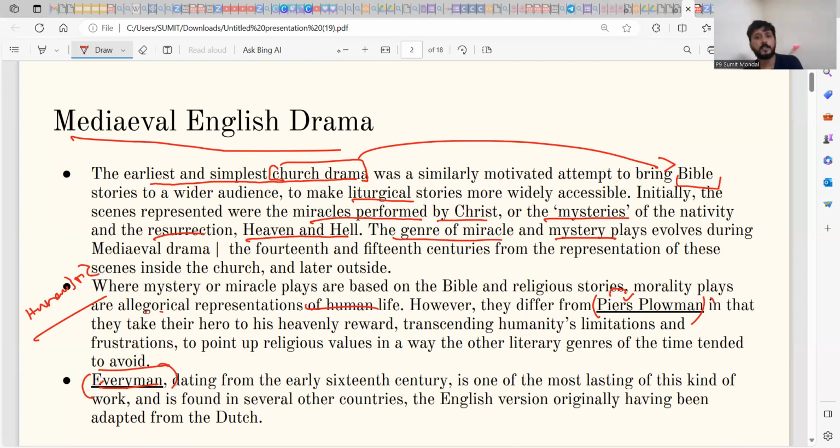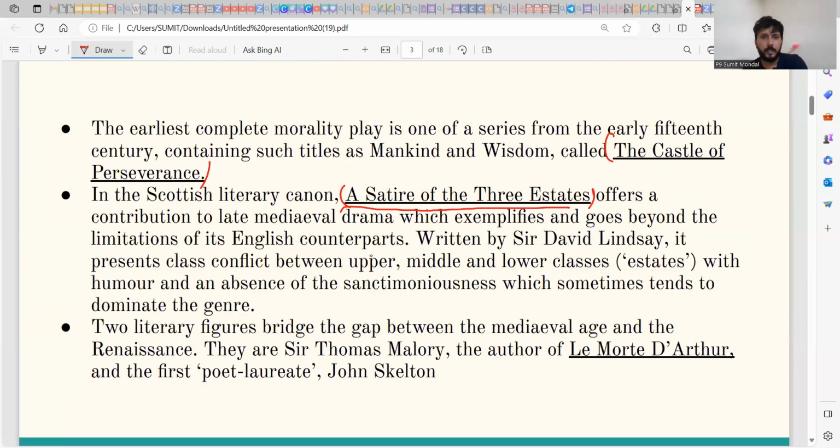From religious life, somewhere we are moving to human life. Everyman, that was also a text of the early 16th century. Early 16th century means the beginning of the 1500s. Everyman was also an important text in this manner, that from religious and miracle plays we are going gradually to human plays. Then the earliest complete morality play, because if you are going to human life, church means miracle play, religious play, and you are getting into human life.